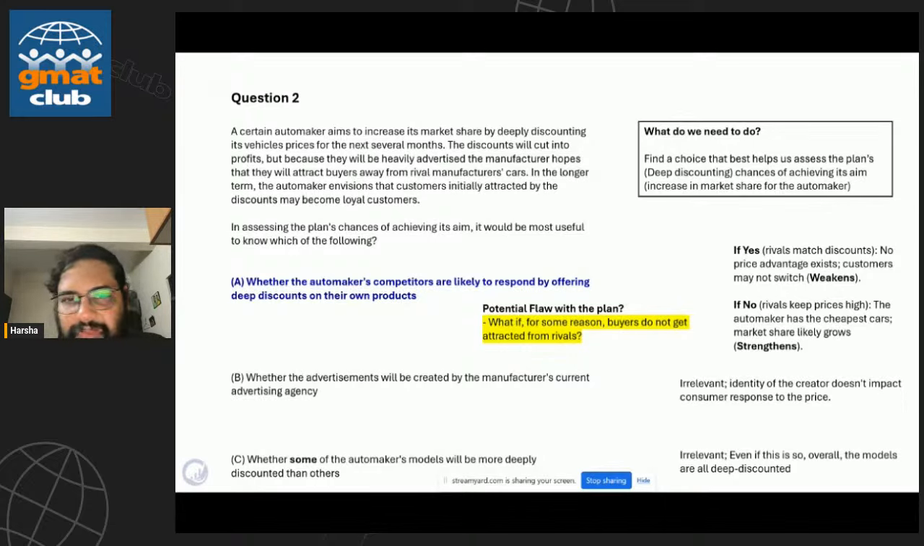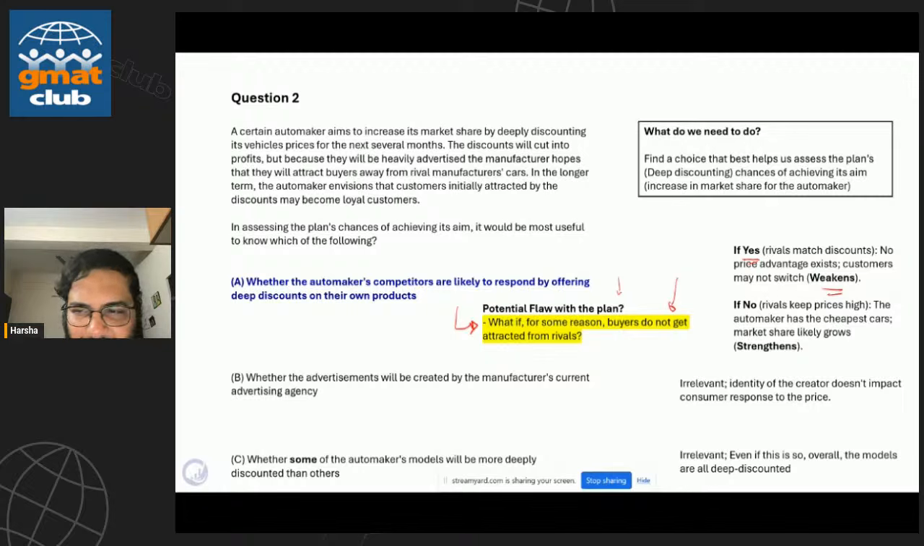Now, this is very real life. Again, all of CR is real life. This is like when Amazon entered India and Flipkart also started giving a lot of discounts in order to fight with Amazon. Same stuff. It's a potential flaw with the plan. But you see, if the rivals also match those discounts, do you really have a price advantage? Can you really expect people to get attracted to you and switch from the rival companies? Not really. So it has a weakening impact. On the other hand, if you're the only one offering this kind of crazy discount and nobody else is doing it, you might actually poach a few customers, right? So it has a strengthening impact.